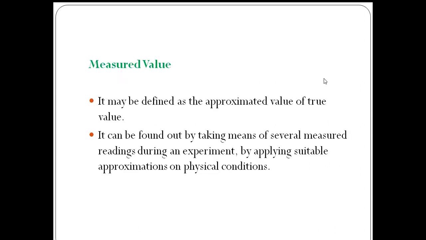Measured value is the output of one measurement. Whenever we measure one quantity, we get one value. That is the measured value, and it is defined as the approximated value of the true value. It can be found by taking the mean of several measured readings during an experiment, by applying suitable approximations on physical conditions.